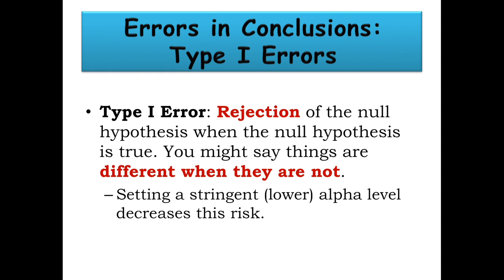Type 1 error is a rejection of the null hypothesis when the null hypothesis is true. Or in other words, you're going to say things are different when they're really not. You're going to say, yeah, my medicine totally made them feel better, and it really didn't. Or my new teaching strategy was very effective, and it wasn't. Setting a more stringent alpha, going from 0.05 to 0.01, decreases the risk of committing a type 1 error.